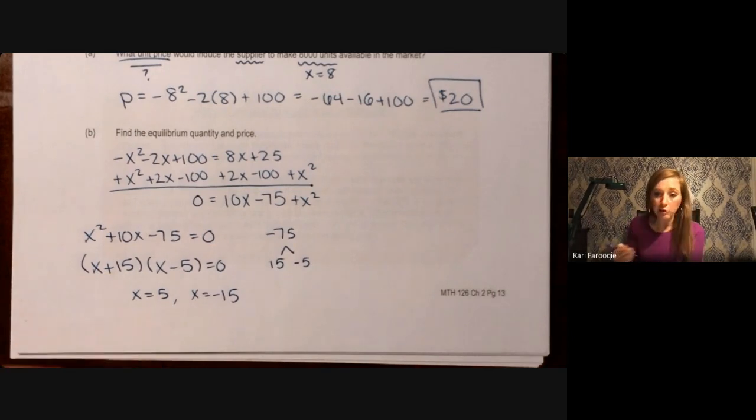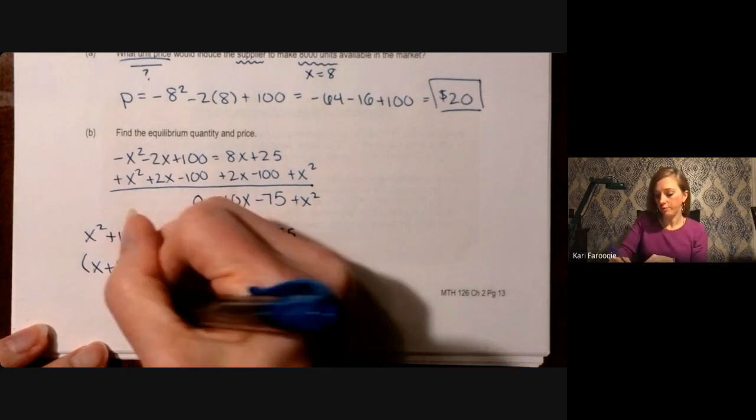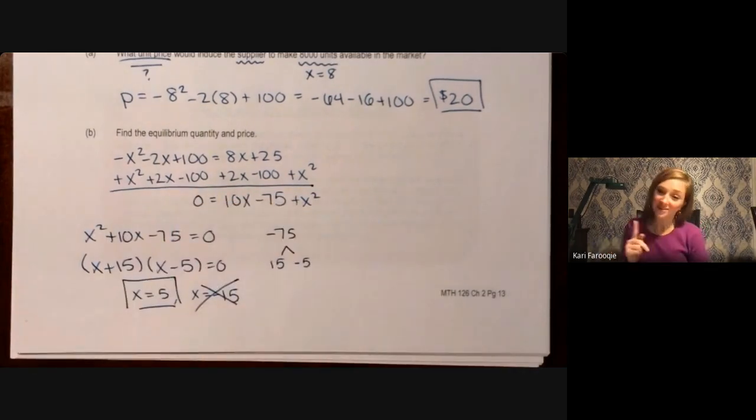But in this case, you need to remember that x represents a quantity of units in thousands. You can't make a negative quantity of items. Therefore, we're going to eliminate this as a possibility. And we'll just say that x equals 5. Now, I put a box around it, but that doesn't mean I'm done. I need to find the equilibrium quantity and price.